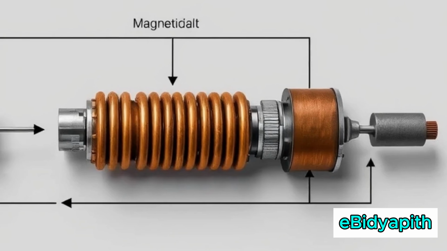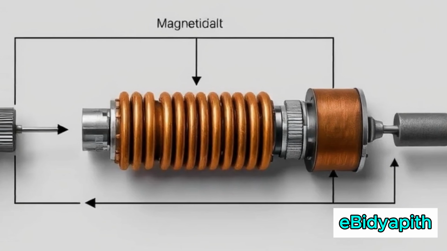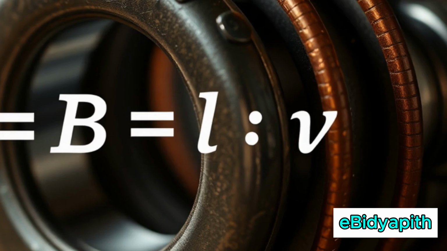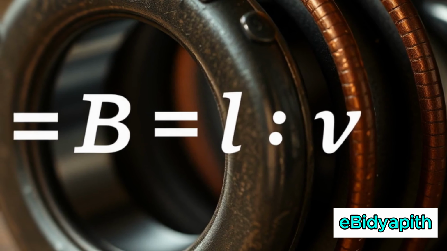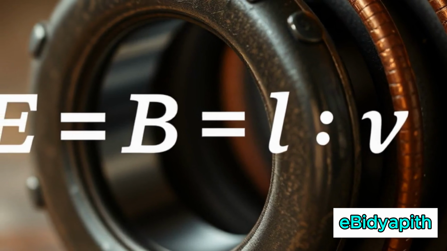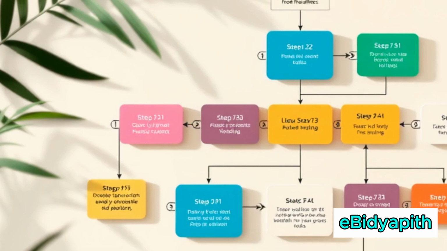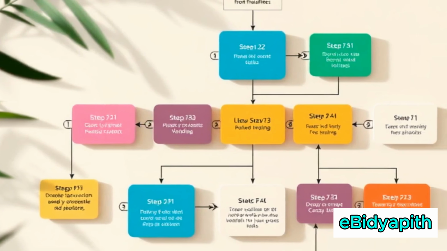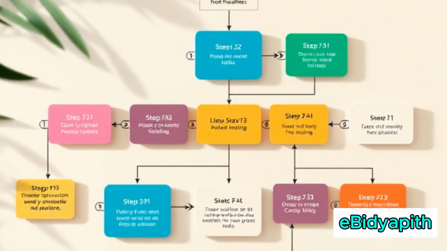To summarize, mechanical energy rotates the armature, creating an electromotive force through magnetic induction. The key formula is E equals B times L times V, defining the induced voltage based on magnetic density and armature speed. Thus, a DC generator transforms mechanical energy into electrical energy effectively through these steps.